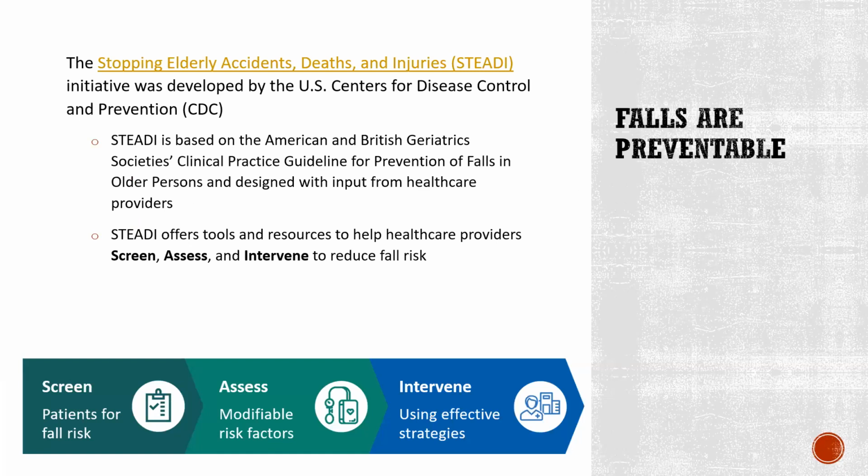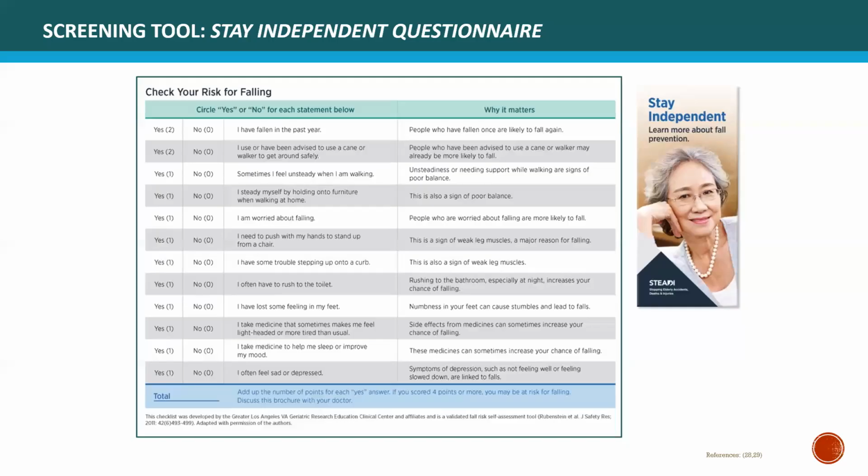STEADY is the CDC program. It's the program that the Benedictine Fall Prevention was based on. Essentially, it's a very simple practice: screen, assess, intervene. So, simple steps, things we can do. This is one of the examples of a resident tool. It's something anybody in your community, whether independent living, assisted living, or memory care with their family members' support, can use to look at their own fall risk and answer yes or no. And then it gives some simple information about why it matters if they've answered yes to some of these questions.